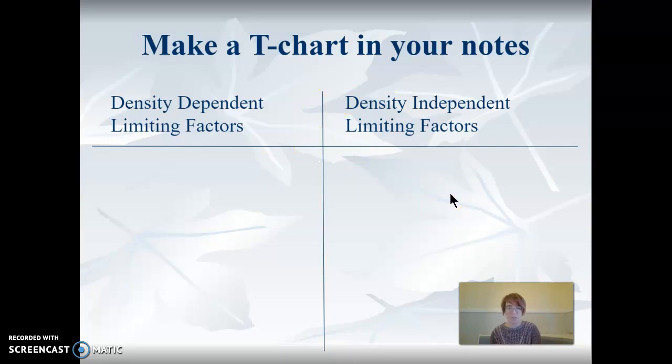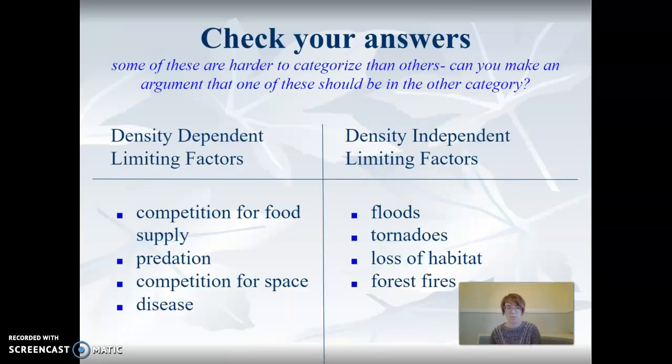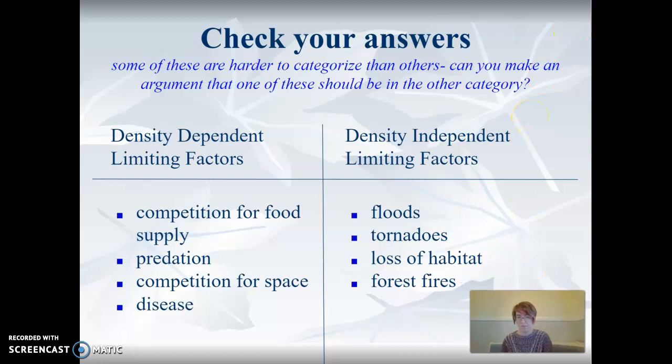Then let's make a T-chart. We're going to categorize some different limiting factors into density dependent and independent. So go ahead and pause the video here and put each one of these things into your table where you think it would go. And here are the answers to check your work.